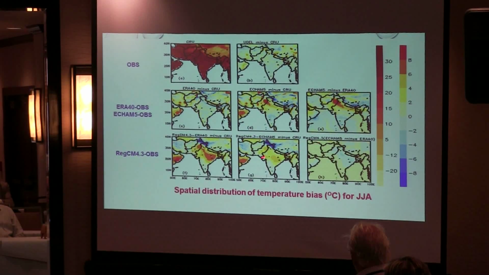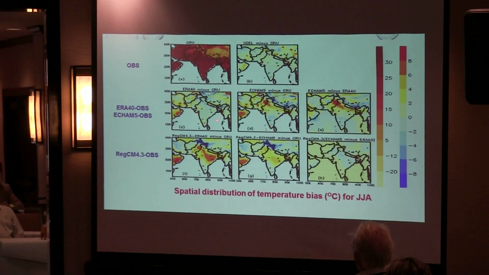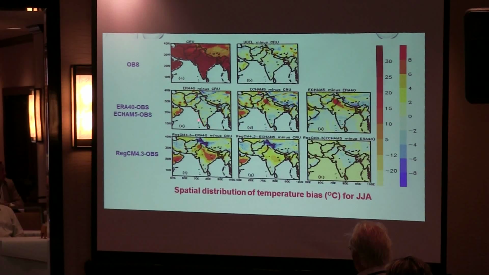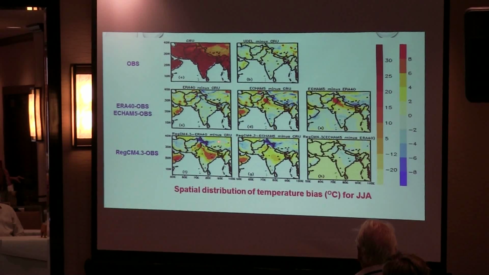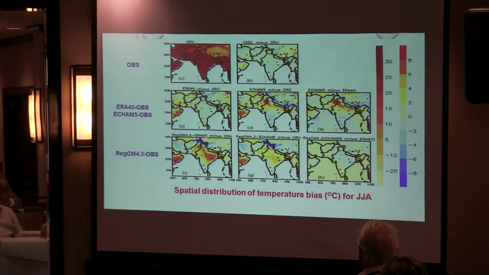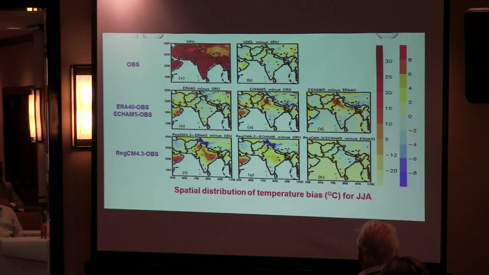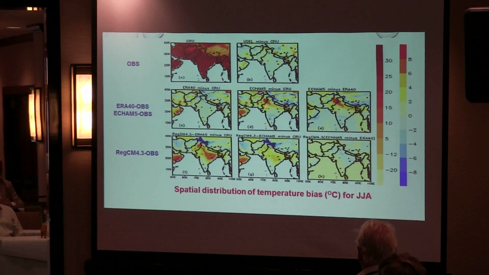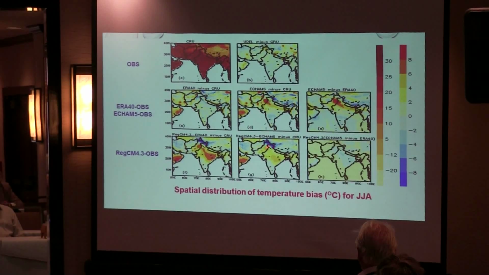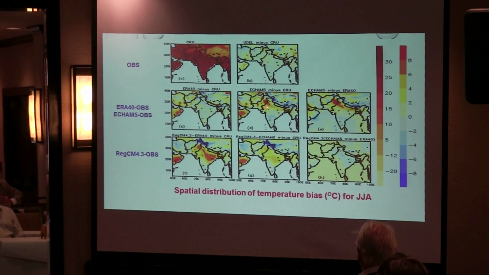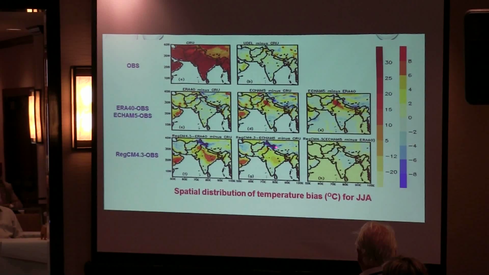The next is the summer season of reanalysis, GCM, and the two simulations. In this comparison, we have a cold bias that is much more as compared to the observational data set. But in the case of ECHAM5 and the ECHAM4 ECHAM5 simulation, this warm bias is reduced here.